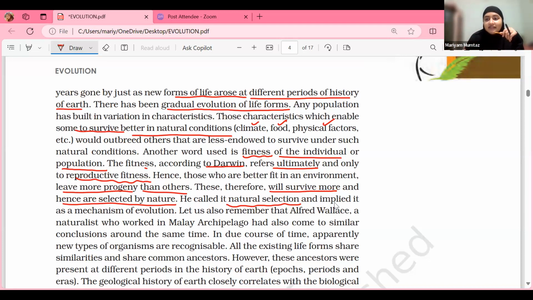So which one would survive? The tighter grip ones. And ultimately, they would reproduce and make more progeny, and their population is selected by nature. So natural selection. This term natural selection is a big mechanism of evolution. Only those organisms would evolve, only those populations would evolve that have been naturally selected. Any doubt?